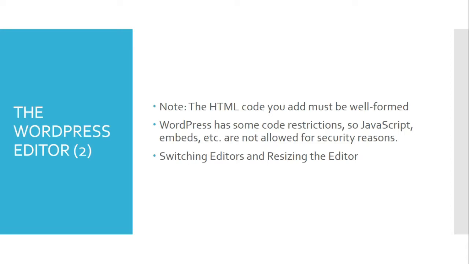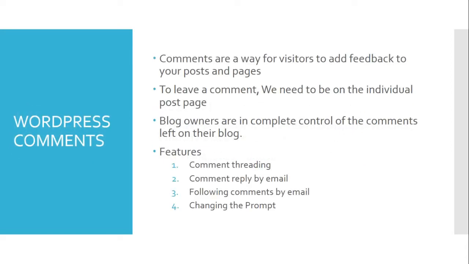Now, we can think of switching editors and resizing the editor. To switch between the visual and HTML editing modes is easy. Use the tabs at the upper right corner of the post editing area. Whereas, the text editor intelligently resizes to fit the content of our post. Next thing that we are going to see is the WordPress comments.